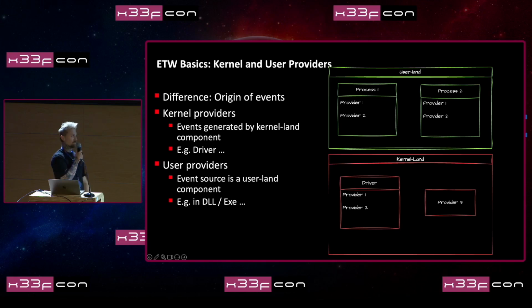There are kernel and user providers, and the difference is the origin of the event. So for kernel providers, events are being generated in the kernel itself or in a kernel driver. And for userland providers, it's a userland component such as a running process, a DLL, or an EXE. And of course, this part is prone to tampering because you can just patch the ETW event, right.